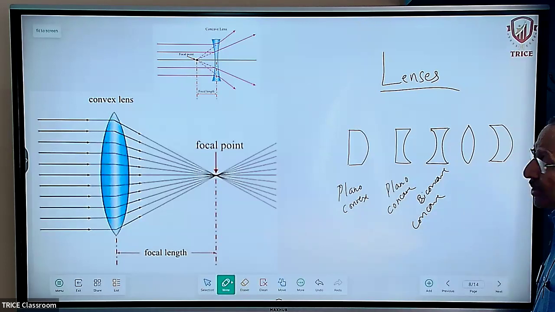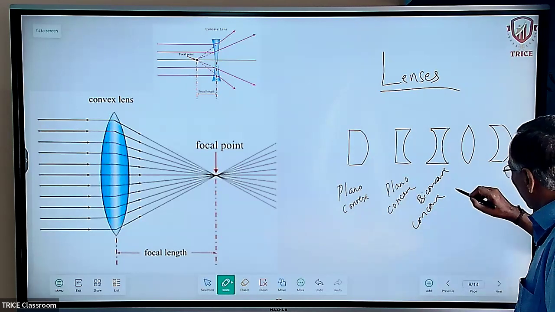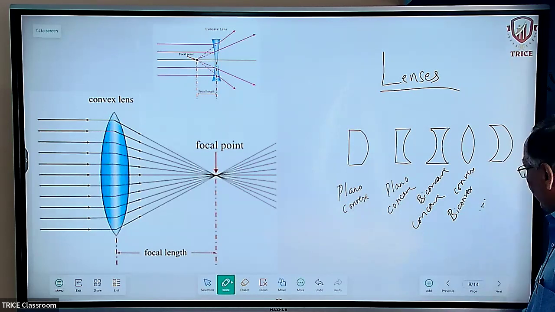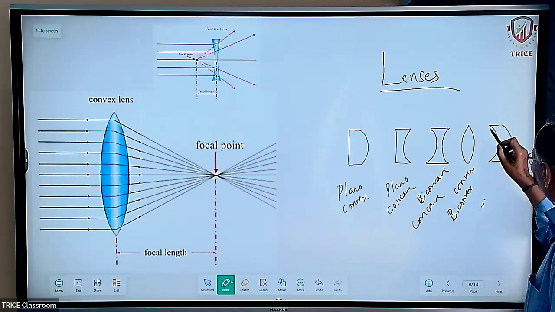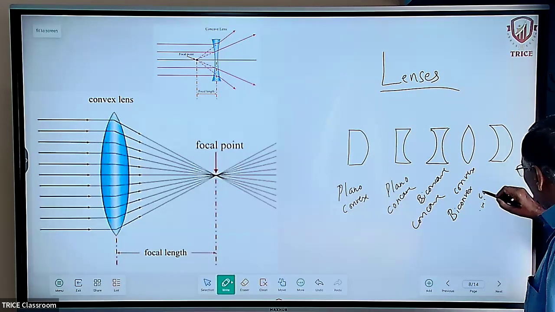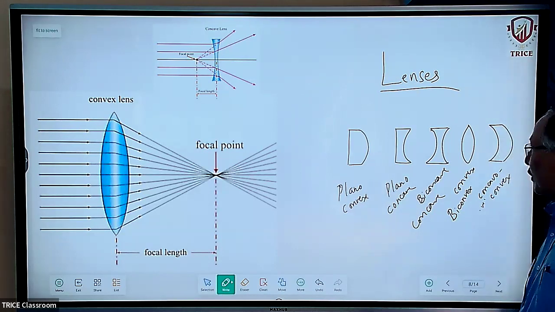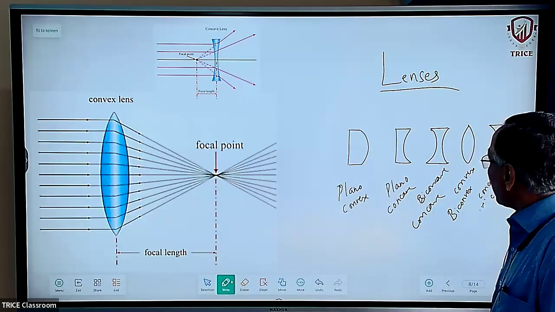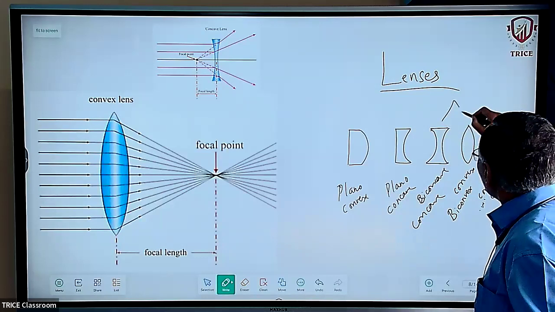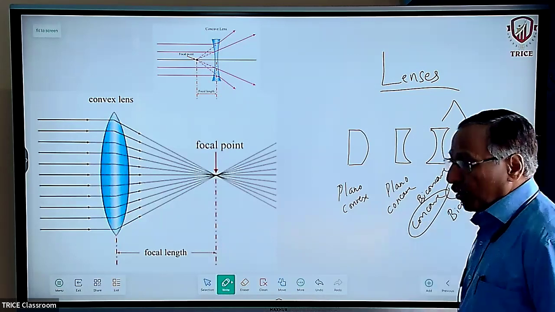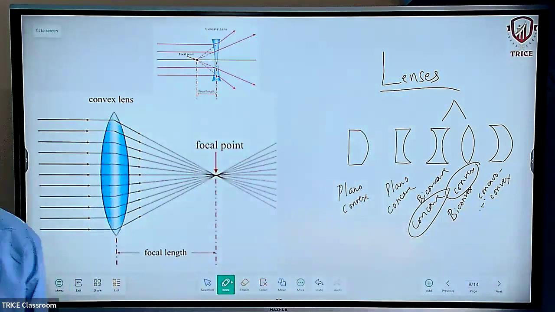Here, both sides are bulged, meaning curved outside. We call it convex or biconvex. And here we have concave as well as convex, so it will be concavo-convex. But the most common lenses that we use are these two: a concave one and a convex one.